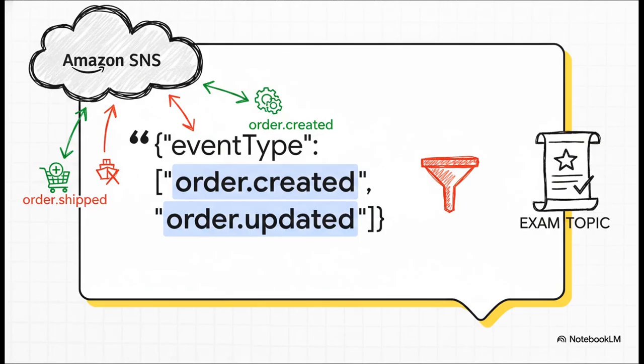And here's what it actually looks like in practice. It's just a simple little chunk of JSON that you attach to your subscription. This one is basically saying, hey SNS, only send me messages if they have an attribute called event type, and the value is either order.created or order.updated. Any other event like order.shipped, this subscriber will never even see it. It's simple, it's powerful, and I can almost guarantee you'll see a question about it.